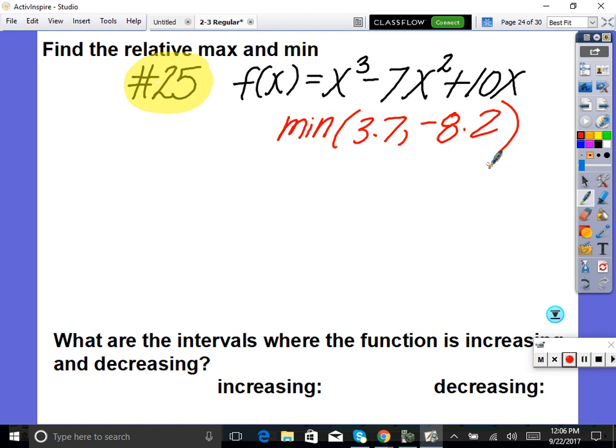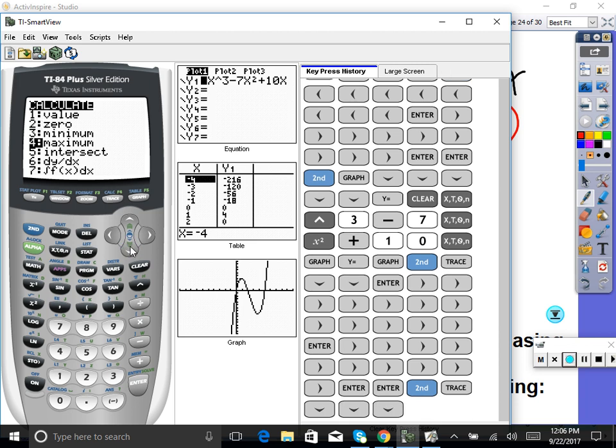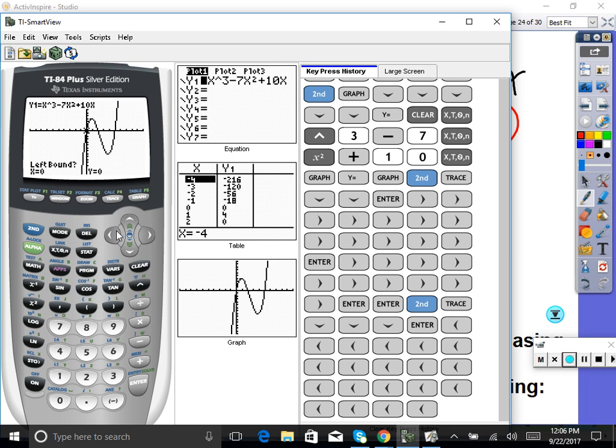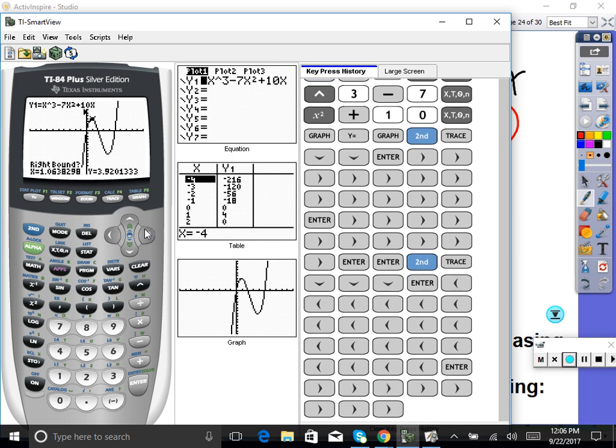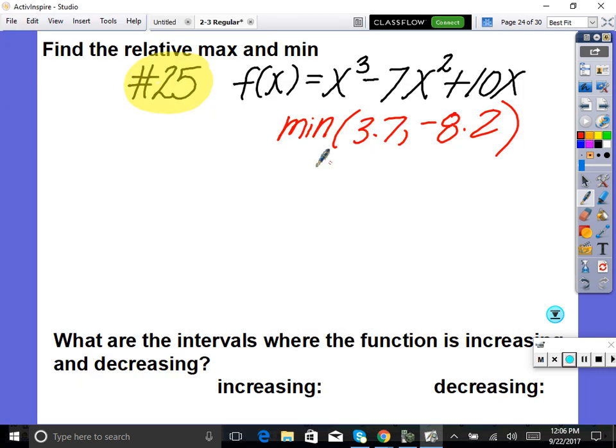And then find the max. Second trace, max. Left bound, scroll left of the max. Right bound. 0.8, 4.1. So max is at 0.8, 4.1.